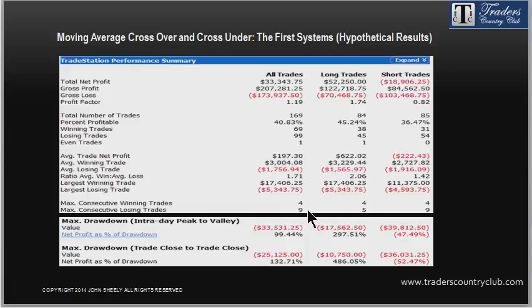Now here in this model, there were 9 losses in a row during this decade. This also caused a very large equity drawdown of 33,531. That figure is at the bottom. That is more than the total profit that was actually returned from this moving average system. Now let me show you another performance of the SPDR in the next slide.